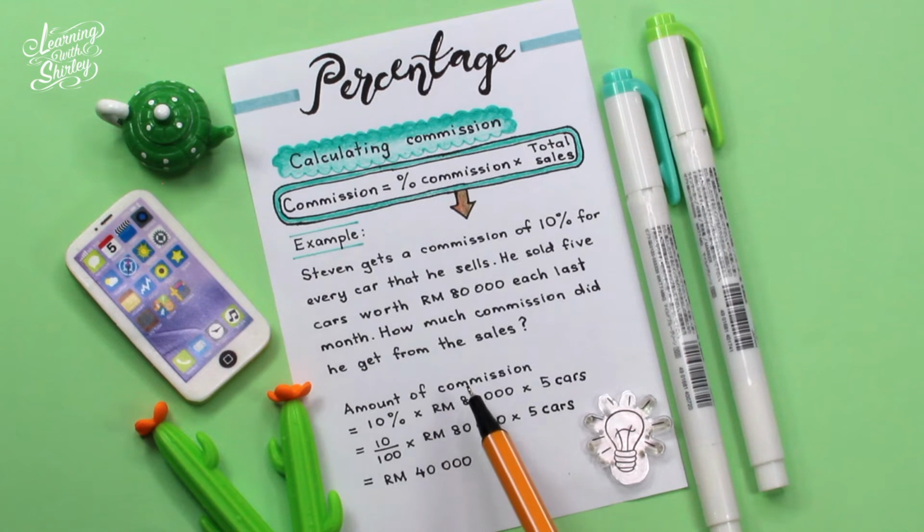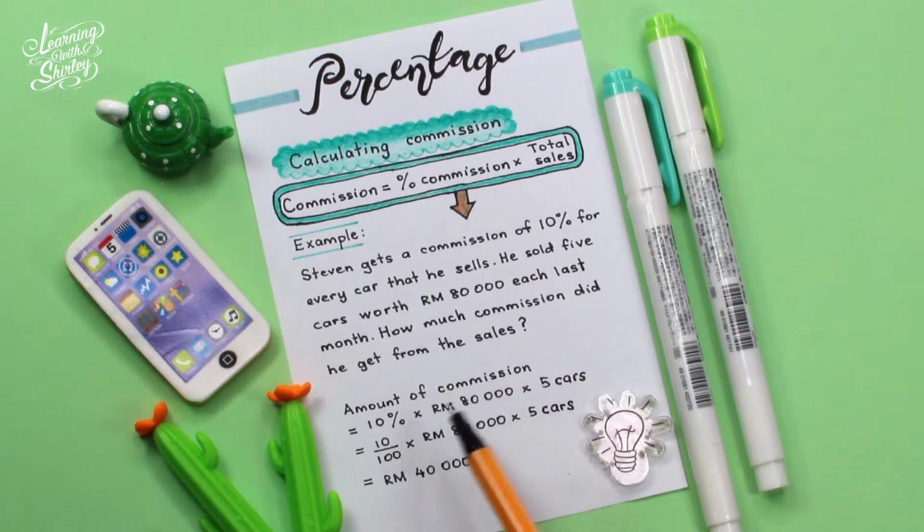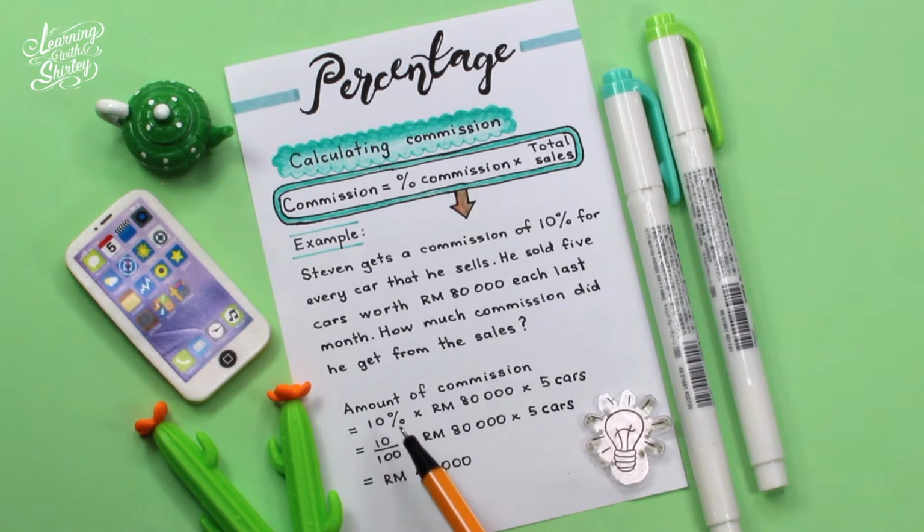So the amount of commission that he received is 10% times 80,000 ringgit times 5 cars. So 10% means 10 over 100, times 80,000 ringgit times 5 cars. So the answer is 40,000 ringgit.